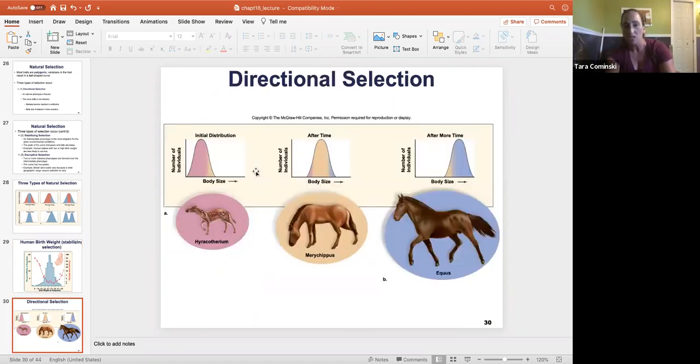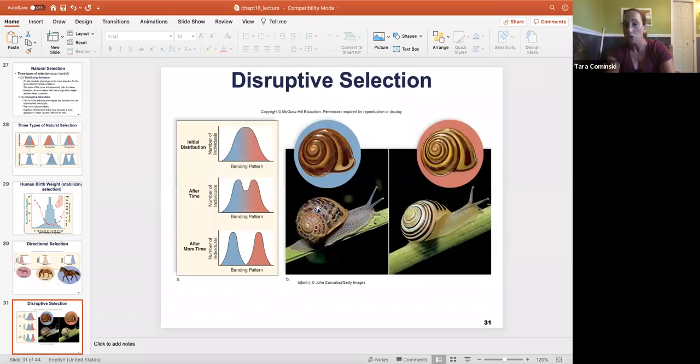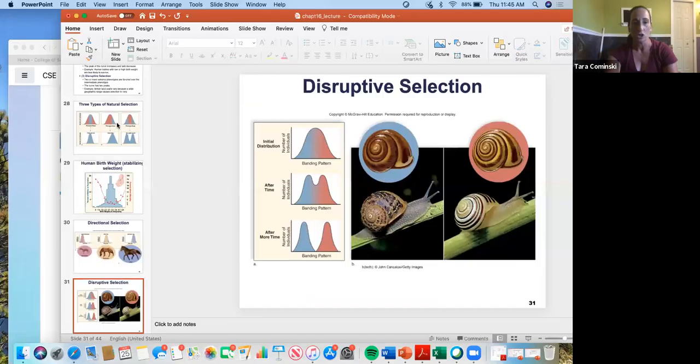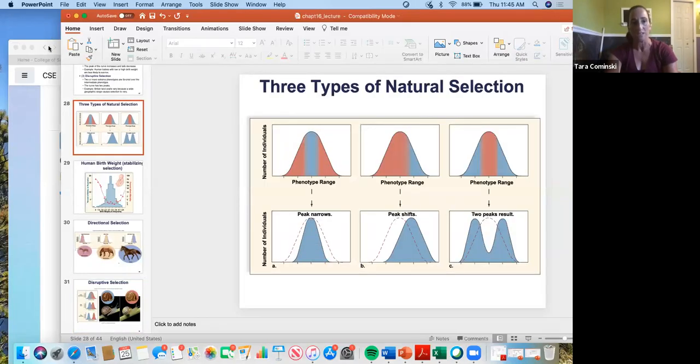Directional is where you see this shift in size over time, right? Like initially horse body size started off small, but then over time, as the environment changed, this larger body size became more favored, okay? And then for disruptive, depending on what exact area a species might live in, you could have basically equal favoring of phenotypes, and you end up with these two peaks, okay? So that's what those are showing in terms of the different graphs.